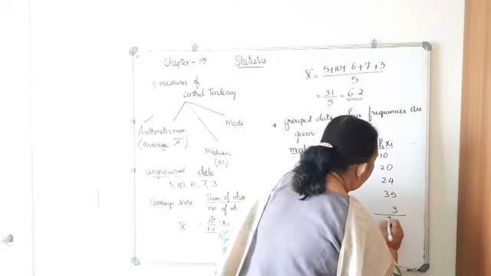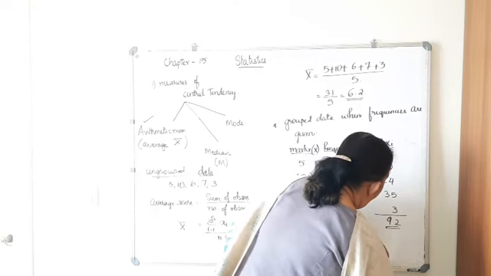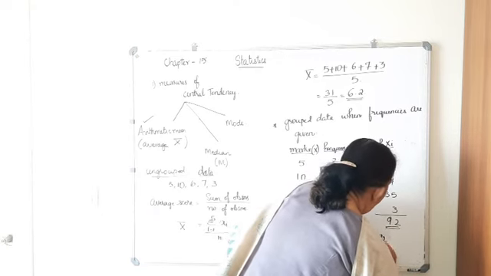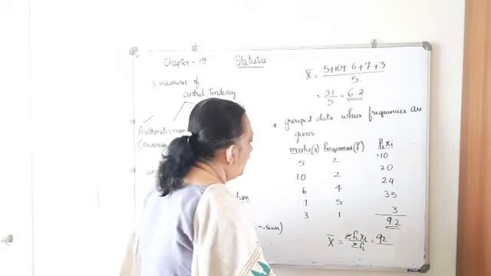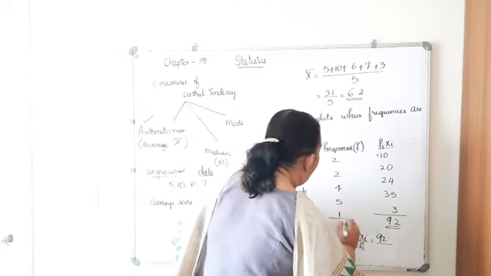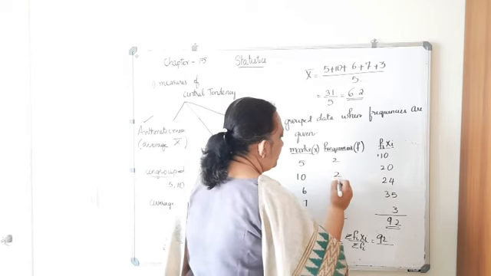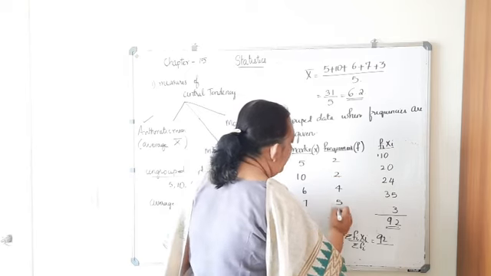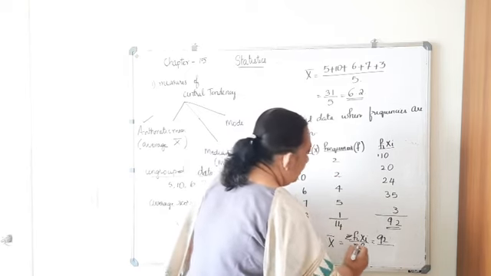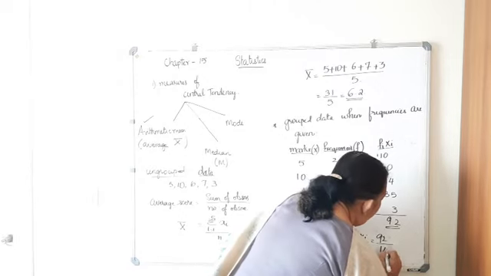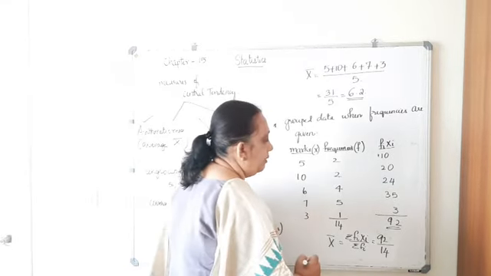6 plus 3 is equal to 9. 92 divided by sigma fi. Sigma fi means the total of all the frequencies. 2 plus 2 is 4, 8, 9, 14. That is equal to 14, so 92 divided by 14.